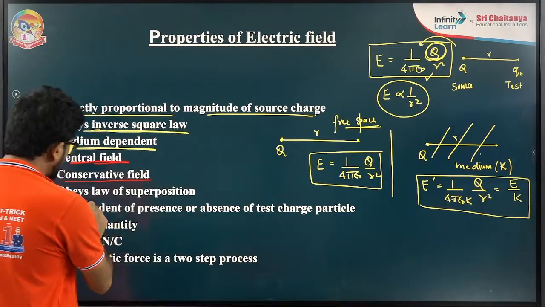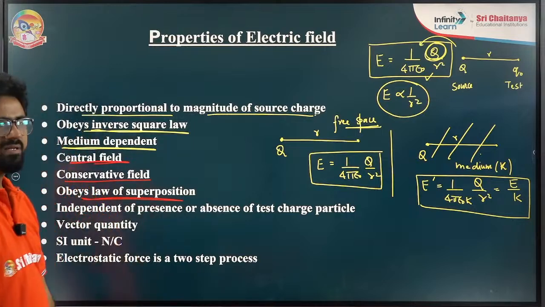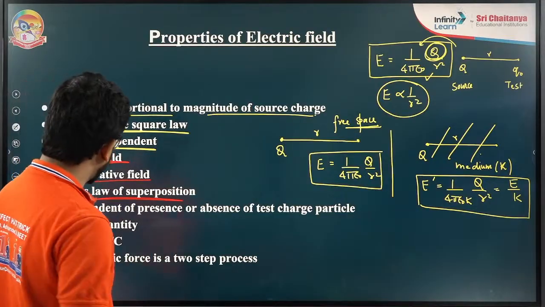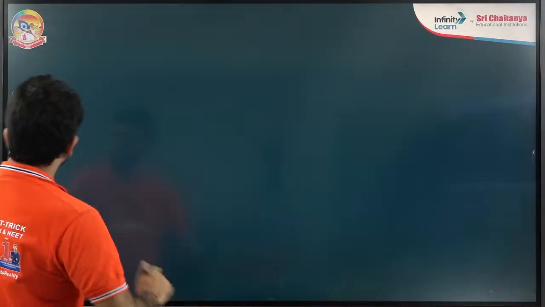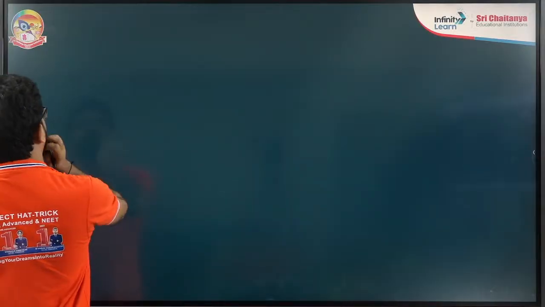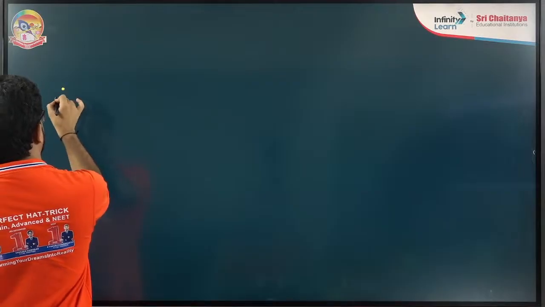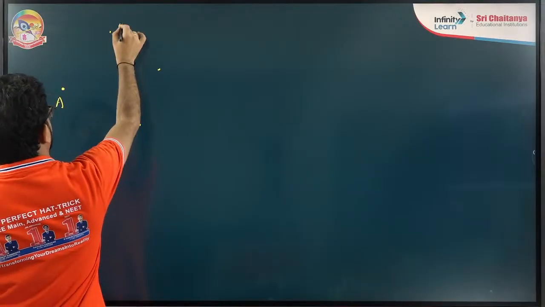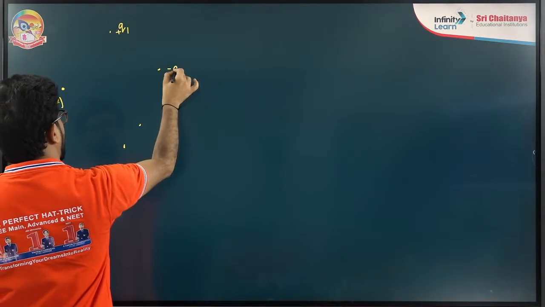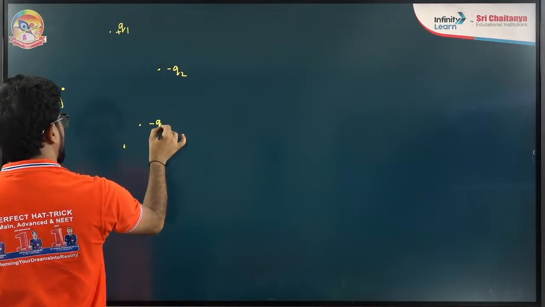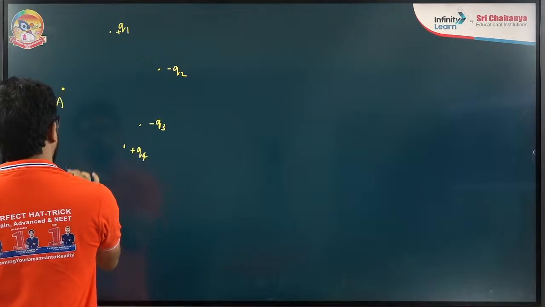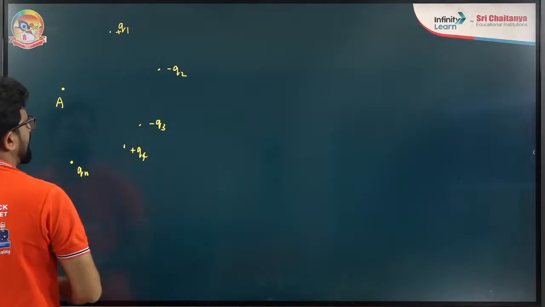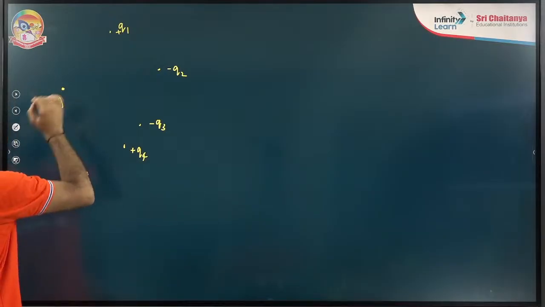Next point, it obeys the law of superposition, just like we have seen in Coulomb's law. I will discuss in detail what is the meaning of that principle of superposition. See clearly here. Suppose there are a few charged particles. This point I am calling point A, and these are some charged particles. Suppose this is plus Q1, this is minus Q2, this is minus Q3, this is plus Q4, and this is Qn. So I am asking what is the field at point A.